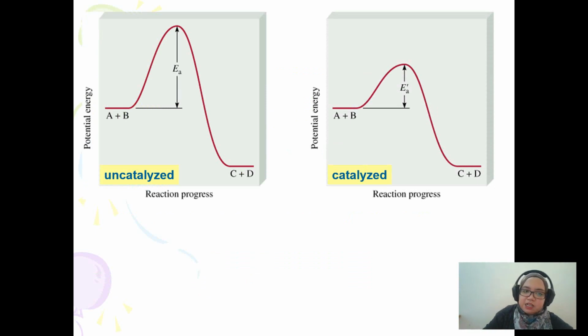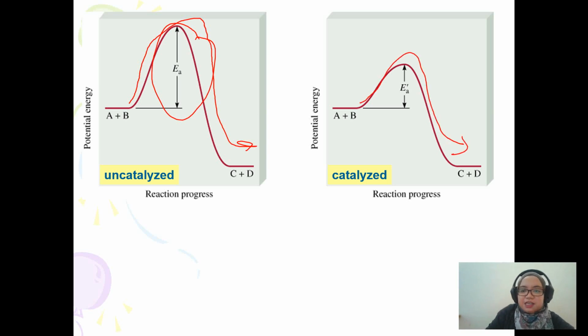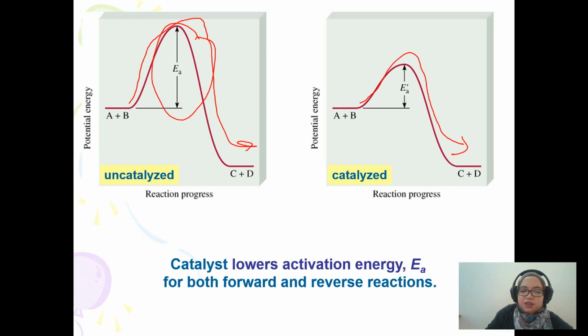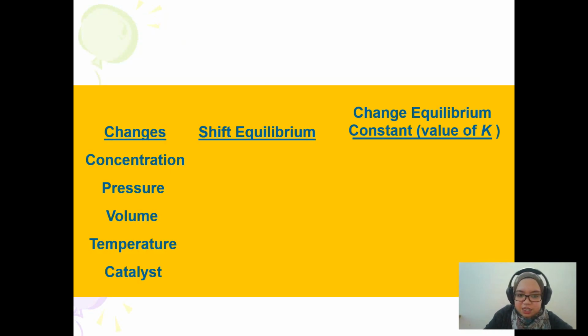Okay? So, kalau activation energy dia tinggi, lambat nak capai equilibrium to form product. Tapi kalau dia punya activation energy dia rendah, cepat dia dah boleh form product. Okay? Sebab itulah dia shorten dia reaction time. Okay, so catalyst lowers activation energy for both forward and reverse reaction.